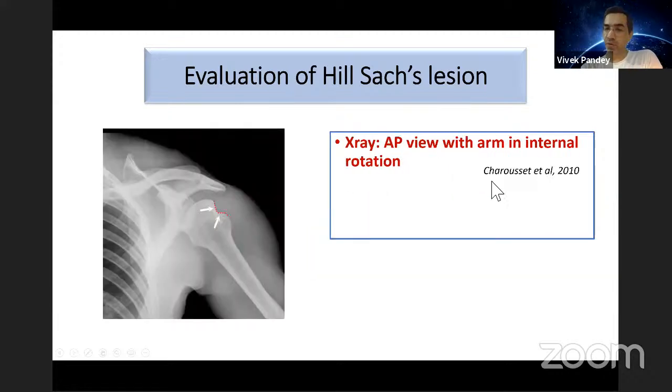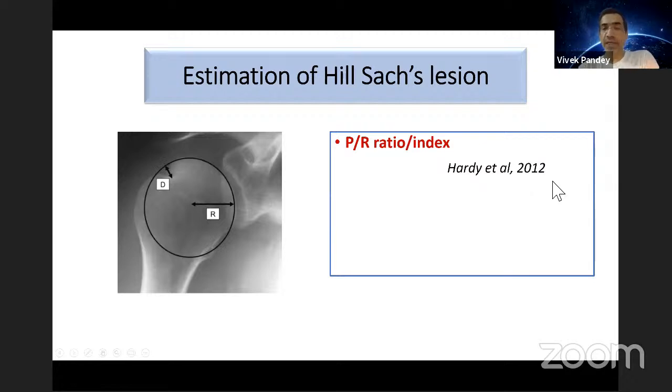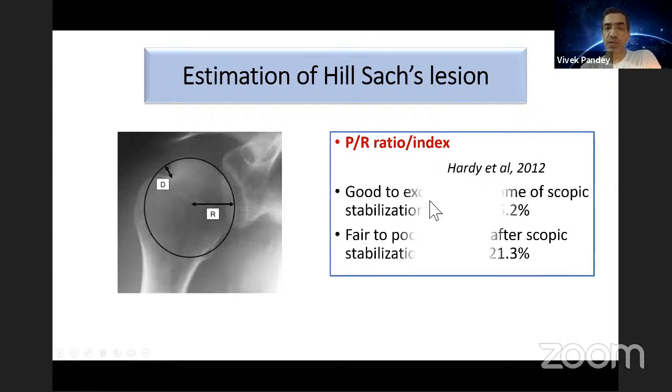Then the same person, Kraus, came up with the AP view in internal rotation. This also picks up the lesion very nicely, and they came up with this index of the depth versus the radius of curvature of the head. Having said that, they didn't go into detail about this particular index, that is the D to R or P to R ratio. Philip Hardy in 2012 came up with this concept, where they divided this into various categories: less than 10%, 10 to 15, 15 to 20, or more than 20%.